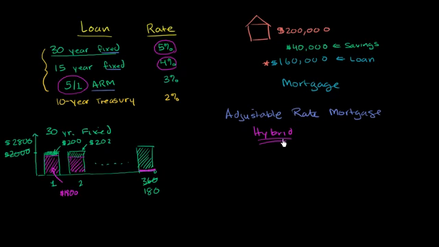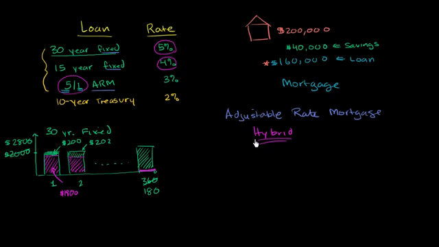And a hybrid is viewed as a mixture, or a combination of two things. What a hybrid adjustable rate mortgage is, is it has a fixed rate for some period of time. In this case, it is a fixed rate for 5 years. And then the interest rate can change once a year after that, or every 1 year after that. And that's what this right over here is telling you.